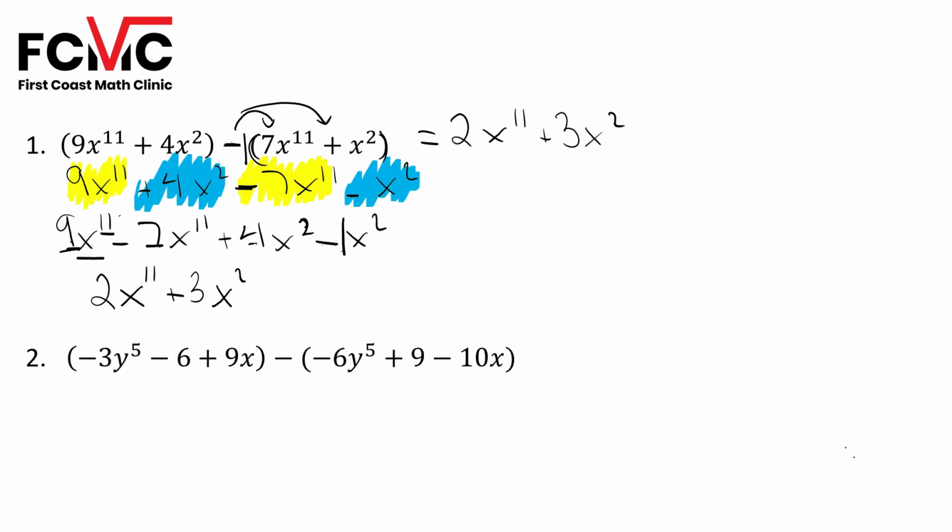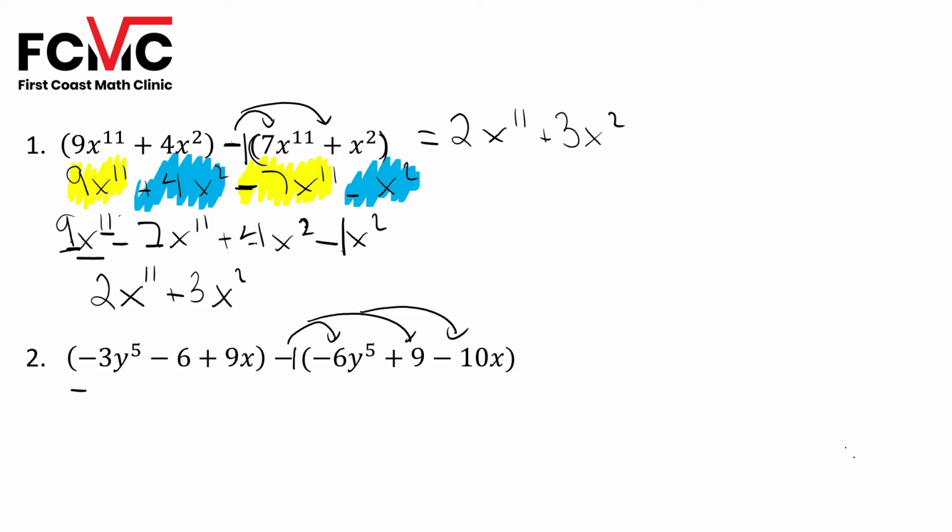Number two, we've got negative 3y to the 5th minus 6 plus 9x minus the quantity negative 6y to the 5th plus 9 minus 10x. So let's do the same thing. Let's put a minus 1 here and distribute this minus sign inside the parentheses.